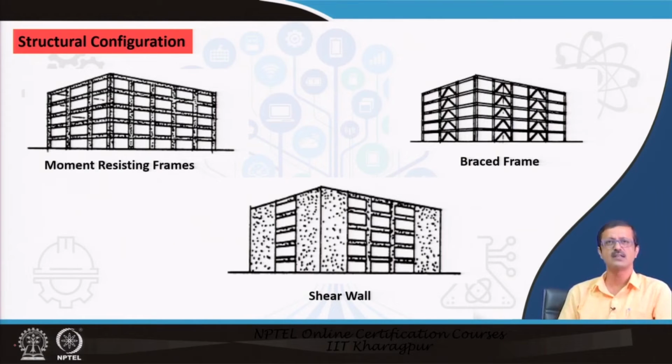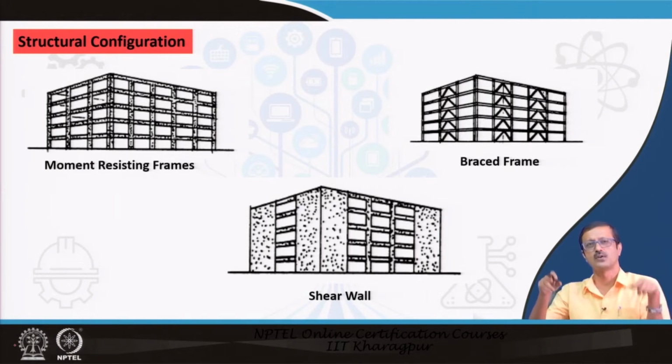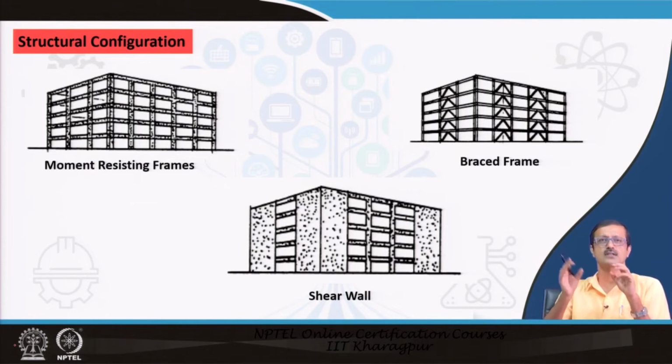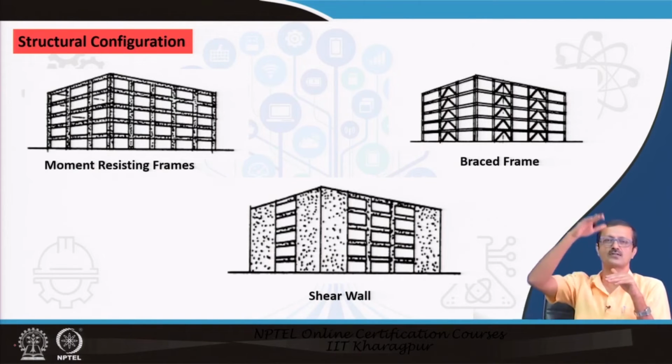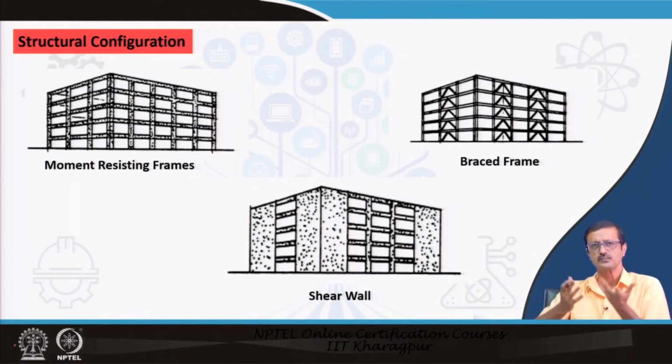The first one, which is very common nowadays, is the moment resisting frame that we discussed in the last lecture: the portal frame, with a beam and two columns, just like a football goal post or a hockey goal post. It is the simplest kind of portal frame or moment resisting frame. If you multiply it in the bay, horizontally and vertically, the whole beam-column system is ready for a building to be constructed. Of course, there are slabs in between.